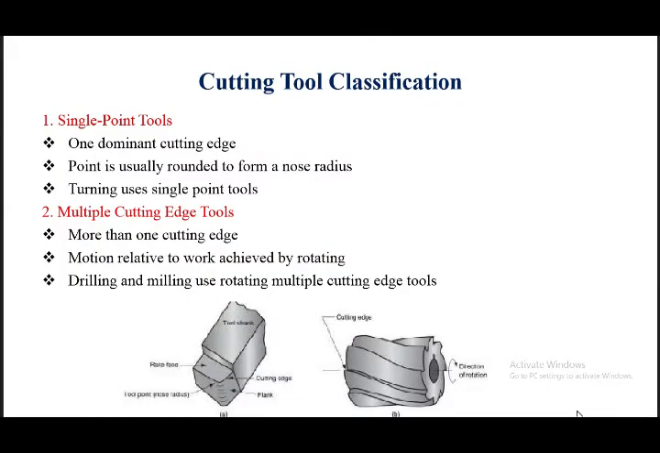First we discuss the cutting tool classification. Cutting tool classification has two types. The first one is the single point cutting tool, the second one is the multi point cutting tool. Single point cutting tools have different types: groove type, foregroove type, tip type and bead type. These are usually single point cutting tools. Only one cutting point is there. The point is usually rounded to form a nose radius. Turning uses a single point cutting tool.